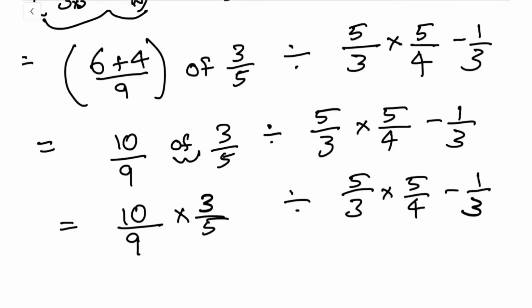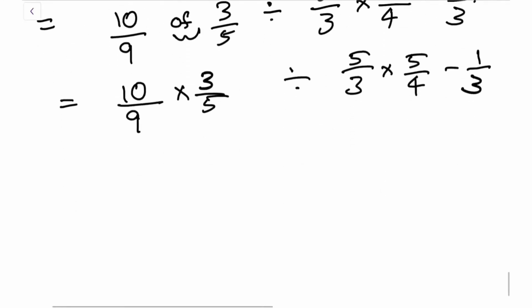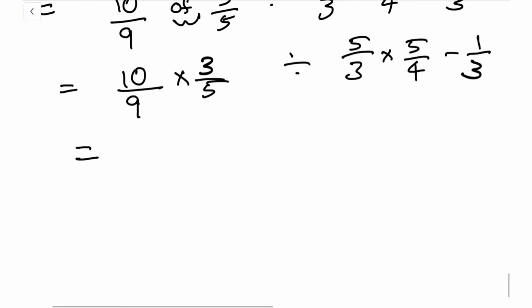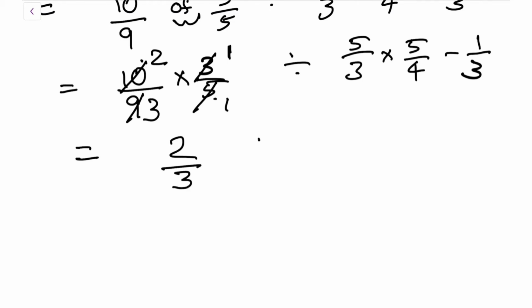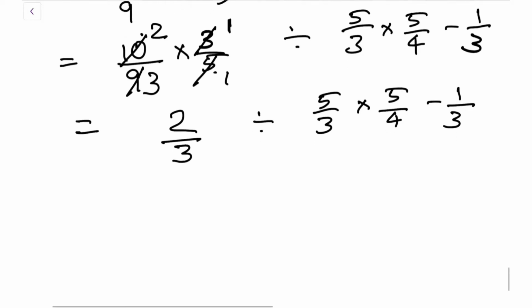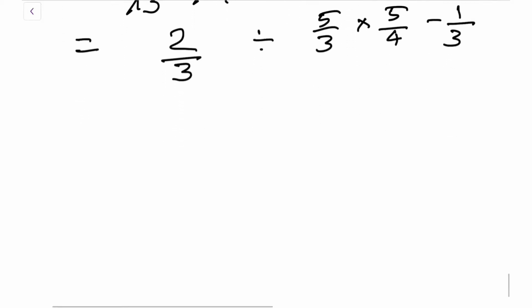So 3 ones are 3, 3 threes are 9, 3 is a common factor. 10 and 5, you have 5 as a common factor, 5 ones are 5, 5 twos are 10. Therefore, this becomes 2 by 3 divided by 5 by 3 into 5 by 4 minus 1 by 3. So we are done with B, brackets, and we are done with O, of. What comes next? D, that's right, division.